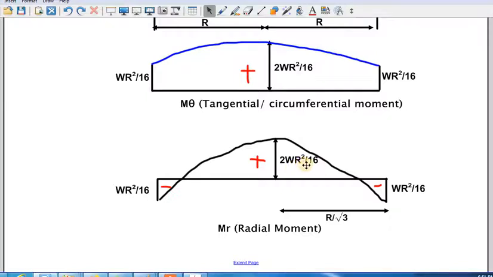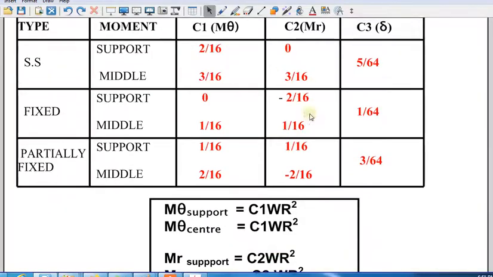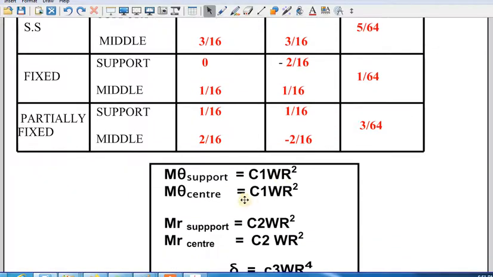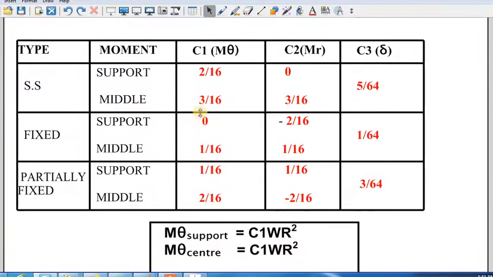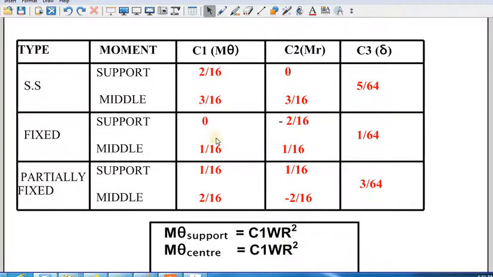And these are the constants. In short, we can write it in a tabular form like this. The type is simply supported, fixed and partially fixed, with the moment at support and middle. First, M theta at support, the tangential moment at support, is C1 W r square. C1 is a constant. At the support C1 is 2 by 16 W r square, and at the middle it is C1 W r square, where C1 is 3 by 16, that is 3 by 16 W r square.